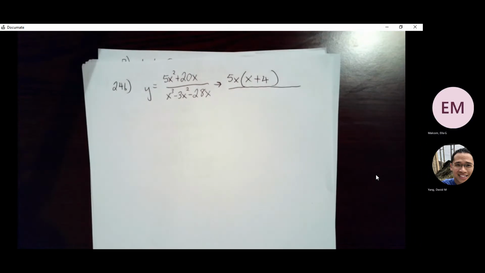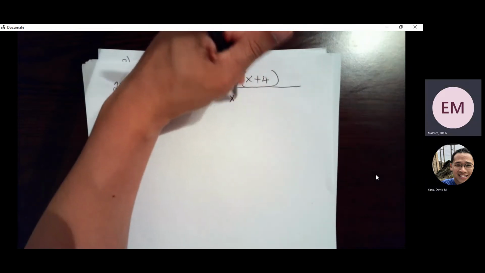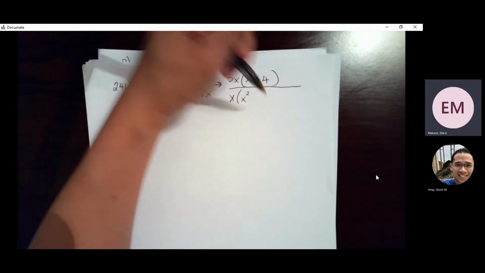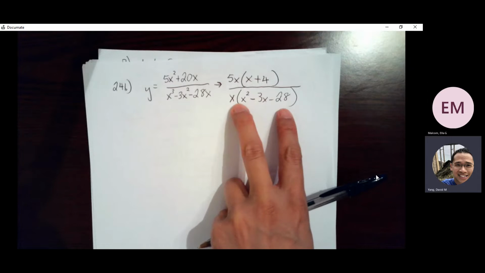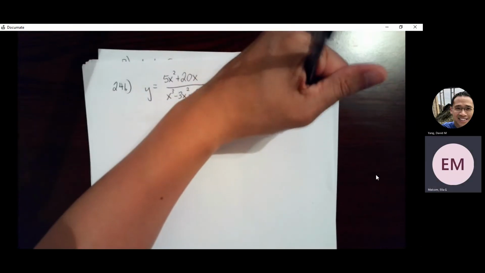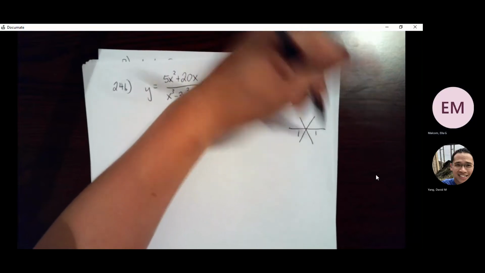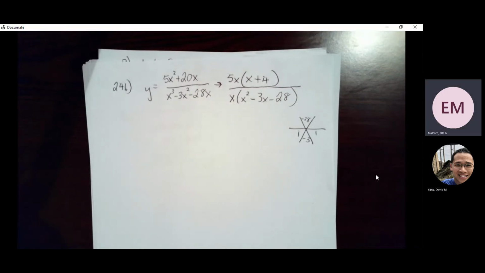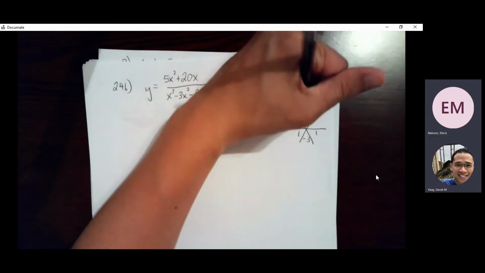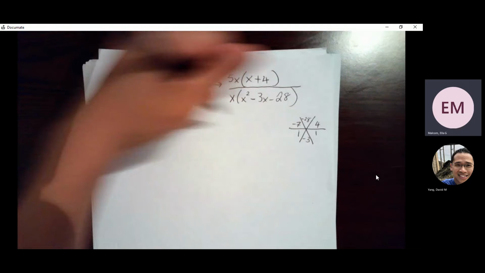And then the bottom. The denominator we can take out x, right? Yep. And then we're left with x squared minus 3x minus 28. Now we can factor this piece, right? I see. Okay. I think that's going to be x minus 7 and x plus 4. Mm-hmm. So -7 and +4.